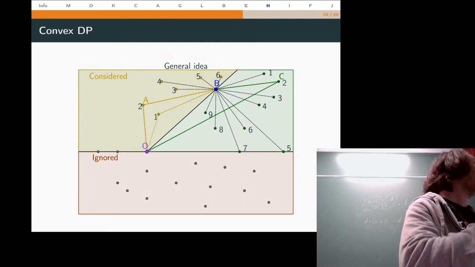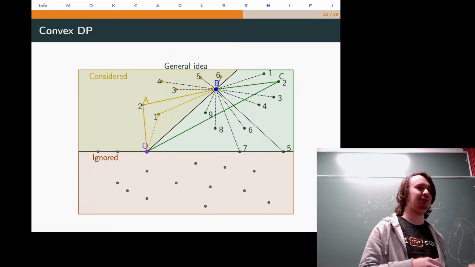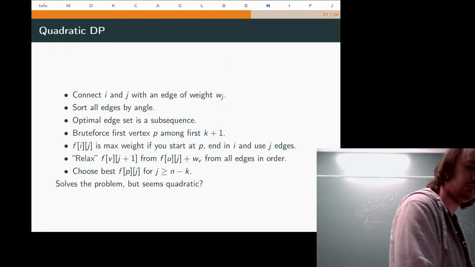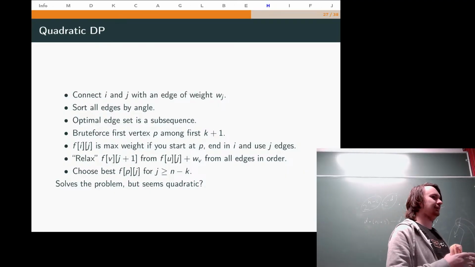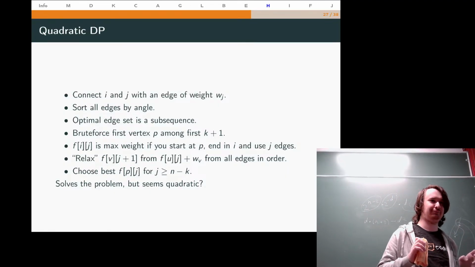So this is like the general formula here, and let's talk a bit about how to apply it to this particular problem. So first of all, we can connect points i and j with an edge of weight wj, and after that we can hypothetically sort all edges by their angle.